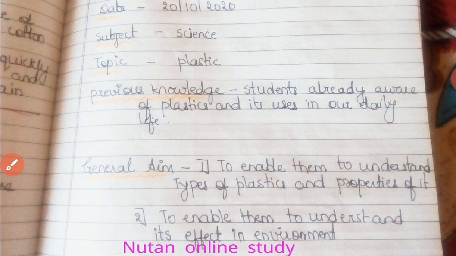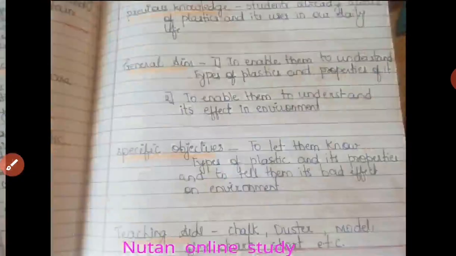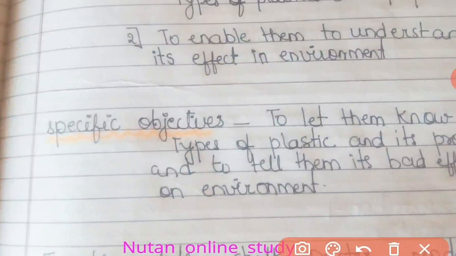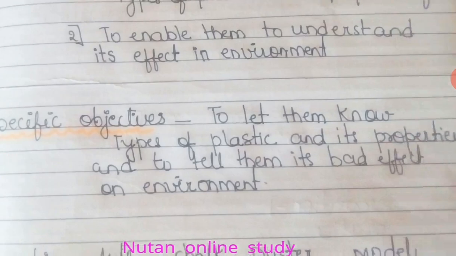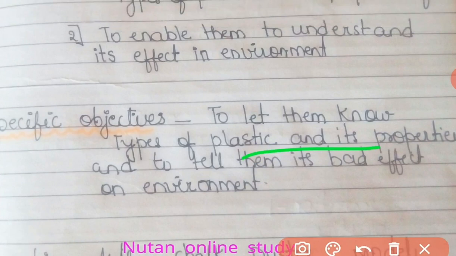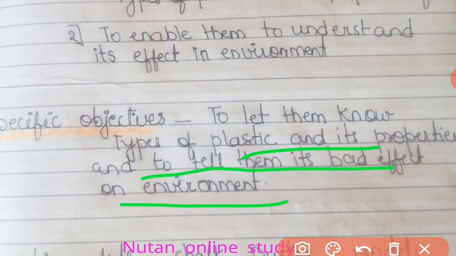Now for specific objectives, we also have to mention what we are going to teach to students. To let them know types of plastic and its properties, we are going to teach them what plastic is, what its uses are and what its properties are, and to tell them its effect on the environment. So we are going to tell them how plastic could be very dangerous for our environment because it has a very bad effect on it.